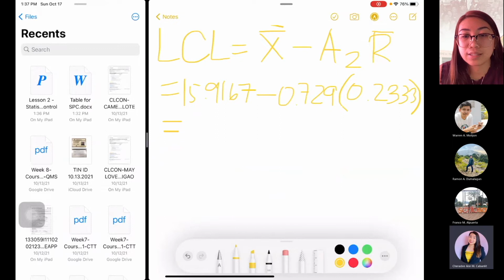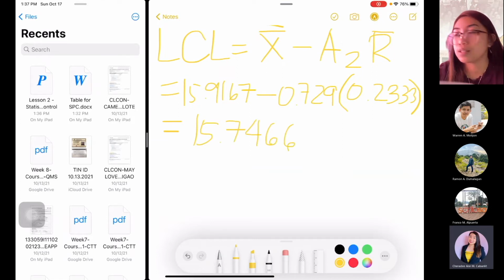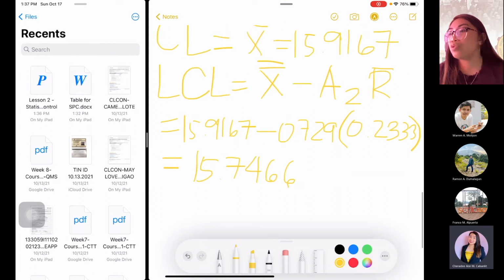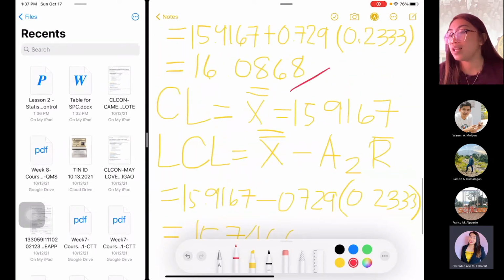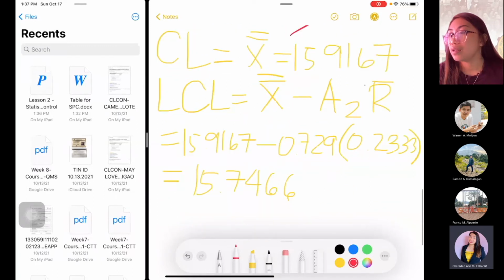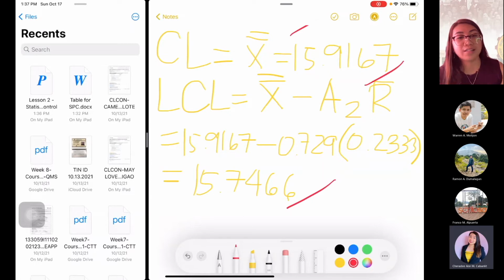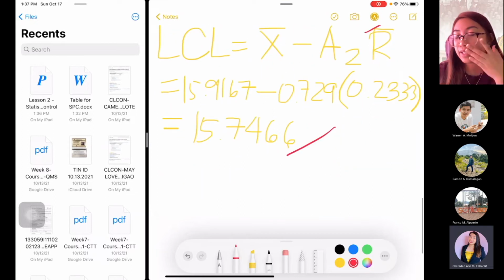So how much is that? That's 15.7466. Okay? So that's your UCL, CL, and LCL now. What's the purpose of this CL, UCL, and LCL? We are going to draw that into a chart. All right? Let's draw that into a chart.